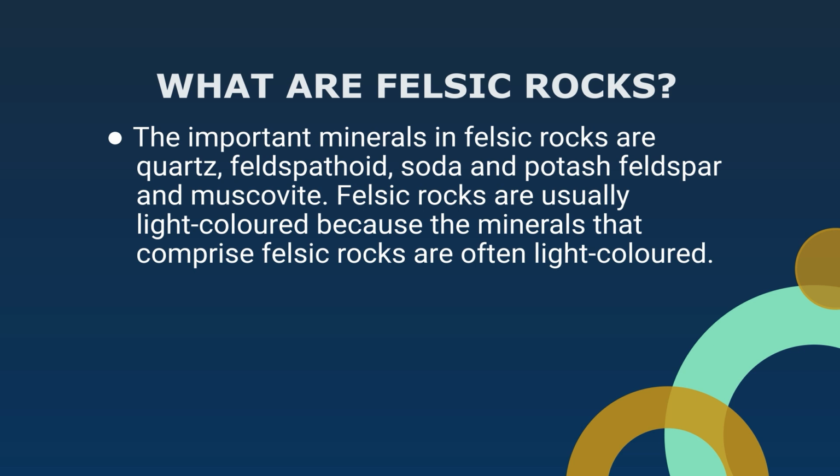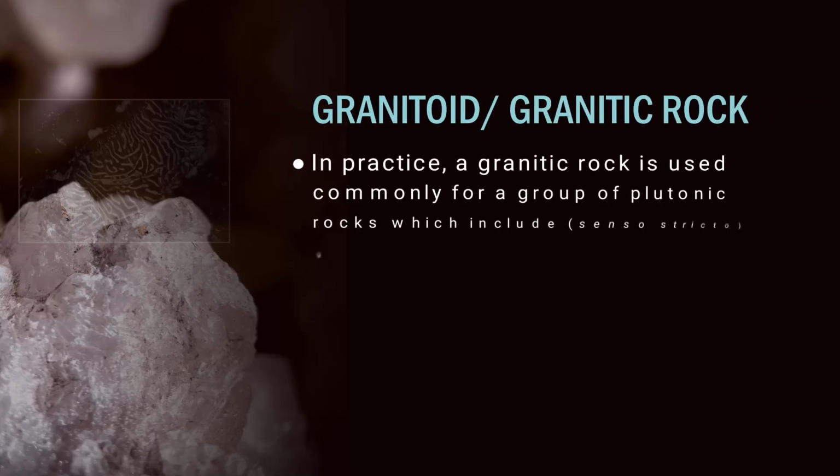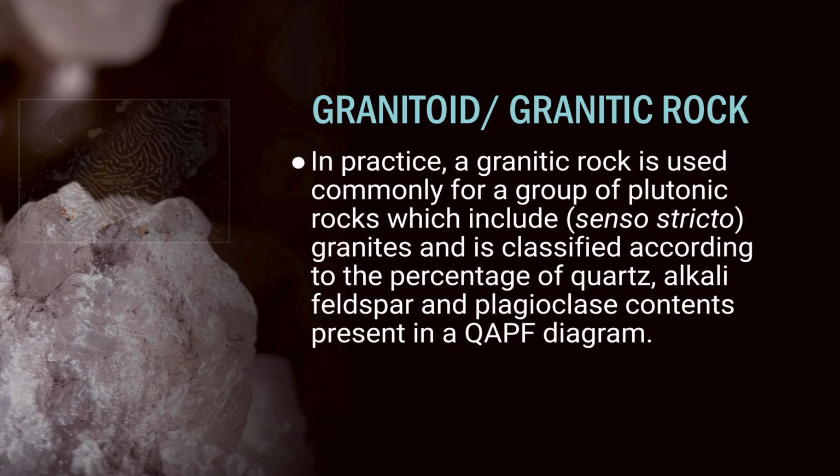Felsic rocks are usually light colored because the minerals that comprise them are usually light colored. Coming to what is a granitic rock. In practice, granitic rock is used commonly for a group of plutonic rocks which also includes granites, and is classified according to the percentage of quartz, alkali feldspar and plagioclase contents present in a QAPF diagram.